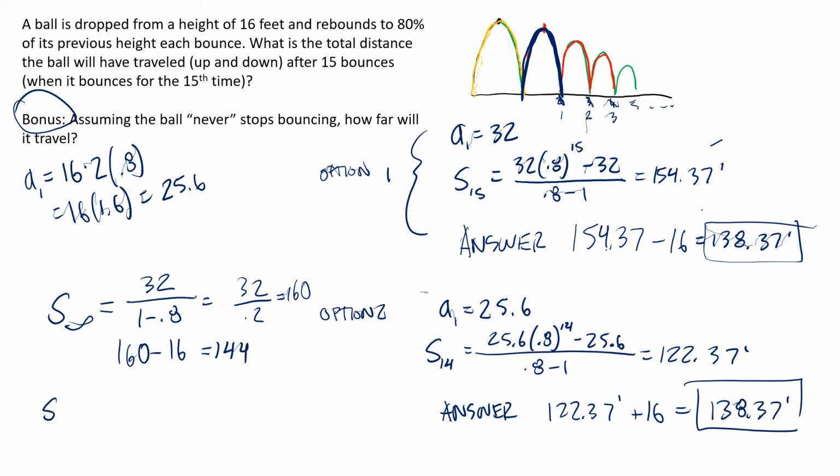If we did it the other way, where S sub infinity is equal to that 25.6 divided by the 0.2, we would just have to add 16 and we'd get our 144 that way too. Just to make sure I'm right about that, 25.6 divided by 0.2, and then add 16. Yeah, so that's 128. And then we have to add the 16, which gives us 144. So 144 feet would be our total. If it never stopped bouncing, it would converge upon 144 feet total distance traveled.